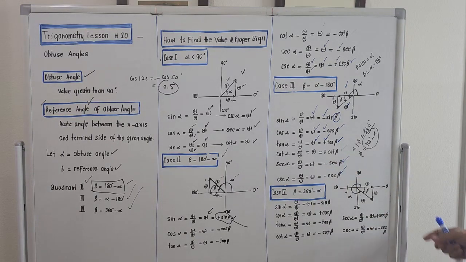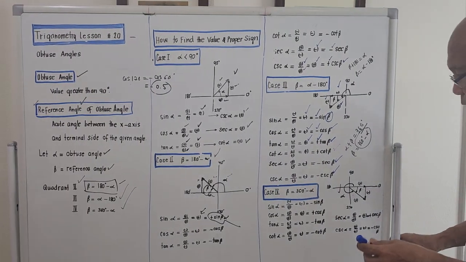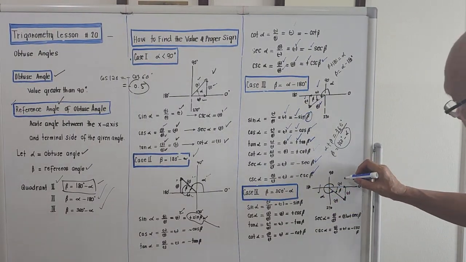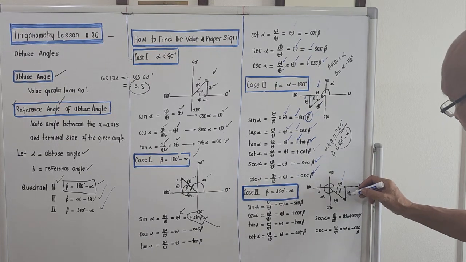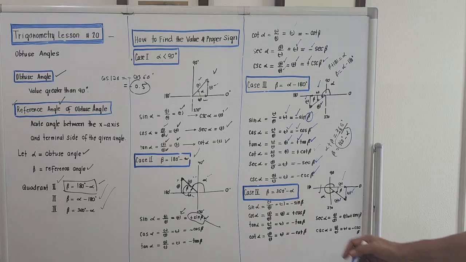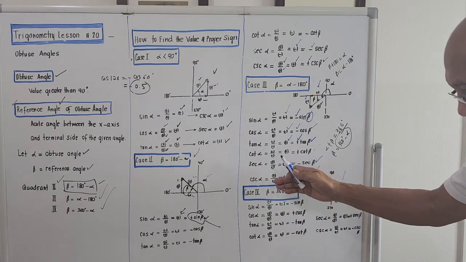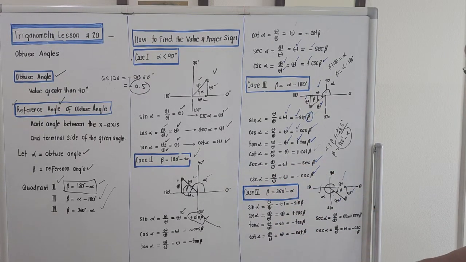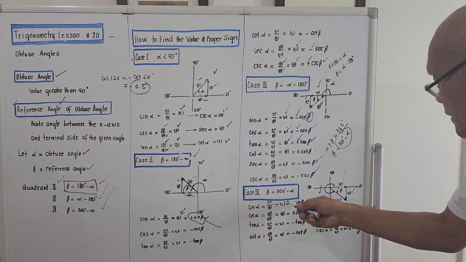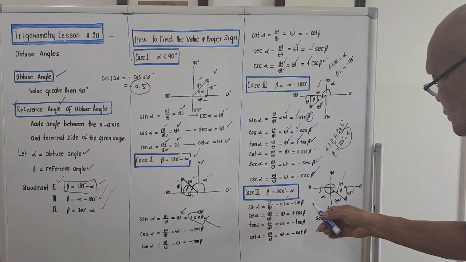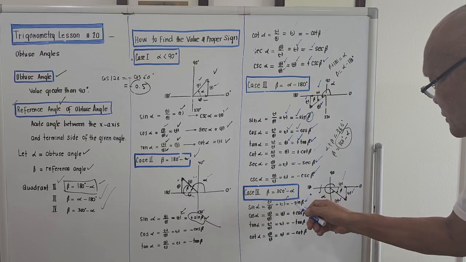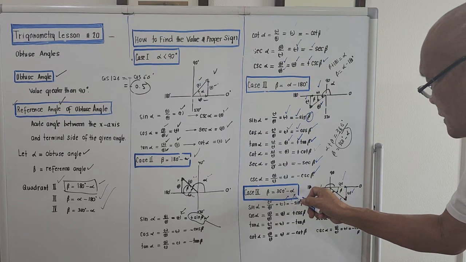For case number 4, the last part, if the angle falls under quadrant number 4, the horizontal side is plus, the vertical side is downward, so this is minus. The hypotenuse is always a plus. So if you take the different trigonometric functions, these are the values. Sine of alpha will be a minus over a plus, so it will be a minus. Whatever the reference angle here, take the sine of the reference angle, but the proper sign should follow this one, it should be a minus.